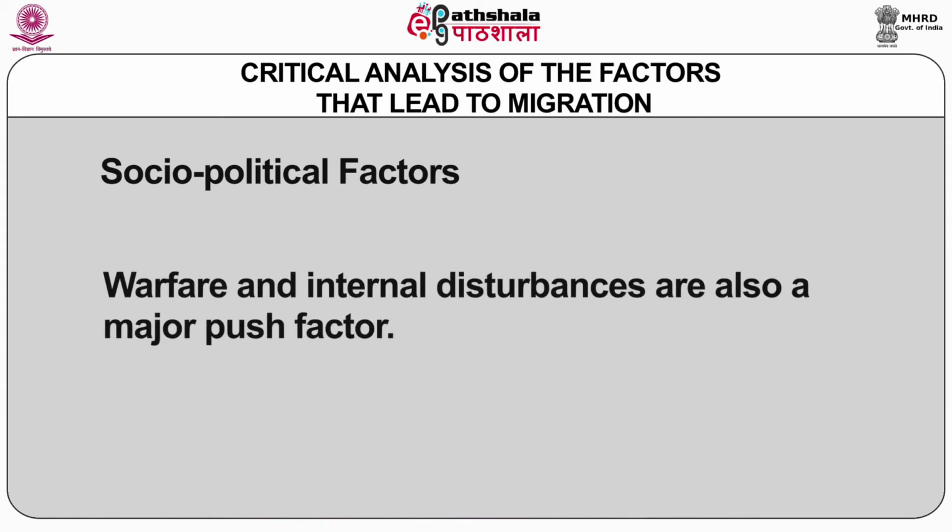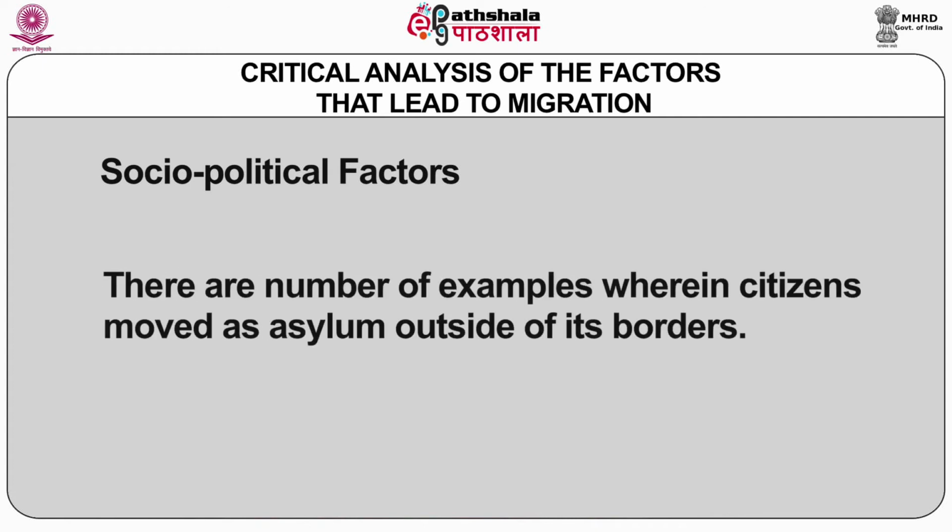Warfare and internal disturbances are also a major push factor. There are a number of examples wherein citizens moved as asylum seekers outside of their borders. For example, Sri Lankan Tamils moved to India during the Sri Lankan Civil War, and most of them settled in camps in Tamil Nadu for a number of years now.